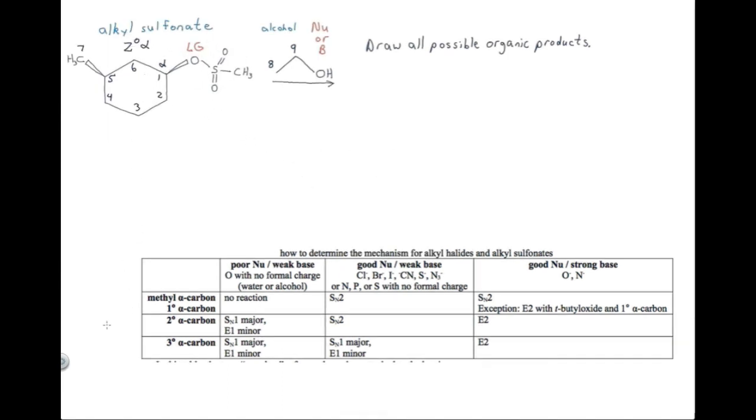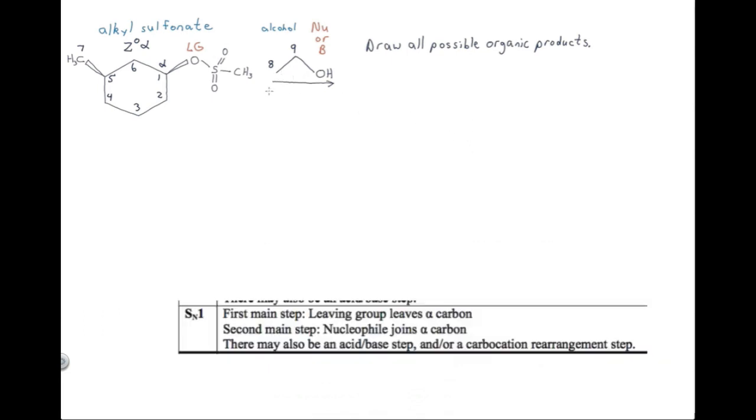With the secondary alpha carbon, we're in the middle row of the table. We're using the neutral oxygen in an alcohol as our nucleophile and base, so that puts us in the left-hand column of the table, and the table predicts SN1 major, E1 minor. So which of those should we draw? Well, look at the instructions. The instructions say draw all possible organic products. That indicates that we need to draw both the SN1 and the E1 mechanisms. Write down that we're going to use both an SN1 and an E1 mechanism.